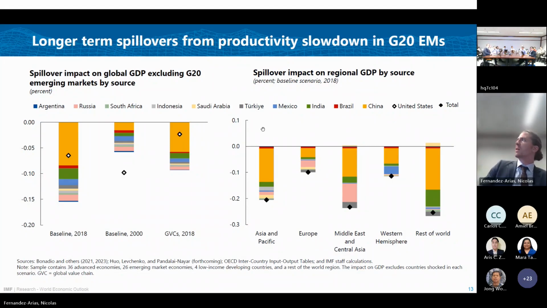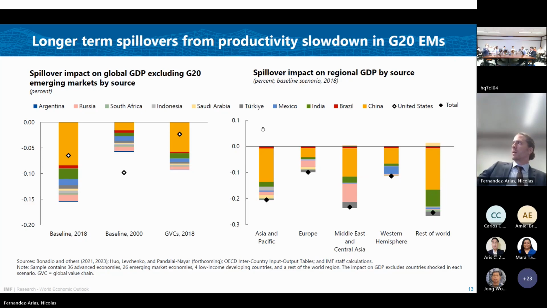So on the right panel, we look at the regional dimension, and again, we see this kind of narrative. Again, it's the baseline shock. We show all the sectors, with a similar narrative as we found in the empirical analysis, where China is important and has large spillovers to every region, and other G20 emerging markets are particularly important in their own region or specific regions.